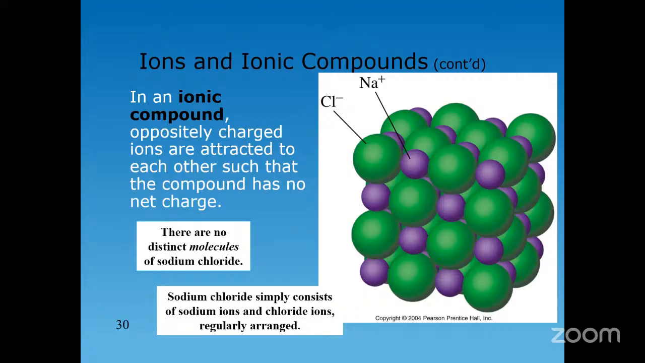In fact, we do not use a molecular formula to represent the composition of sodium chloride. We simply call it a chemical formula, which is basically an empirical formula because it gives you the ratio of the ions present, right? So that's basically what happens in the case of an ionic compound.